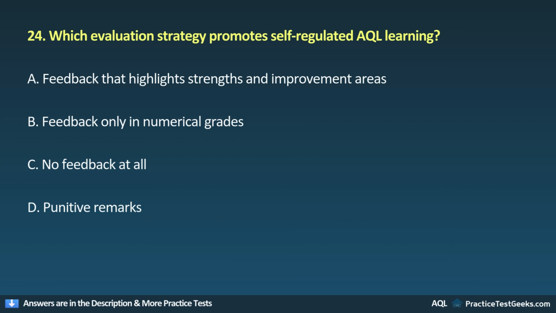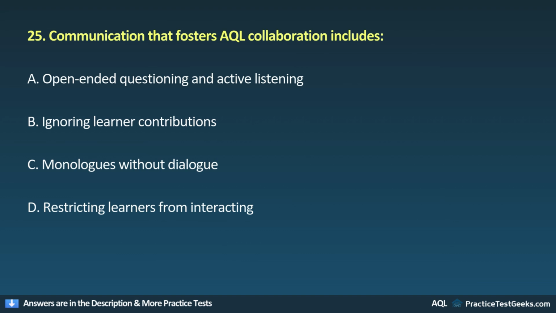24. Which evaluation strategy promotes self-regulated AQL learning? A. Feedback that highlights strengths and improvement areas. B. Feedback only in numerical grades. C. No feedback at all. D. Punitive remarks.